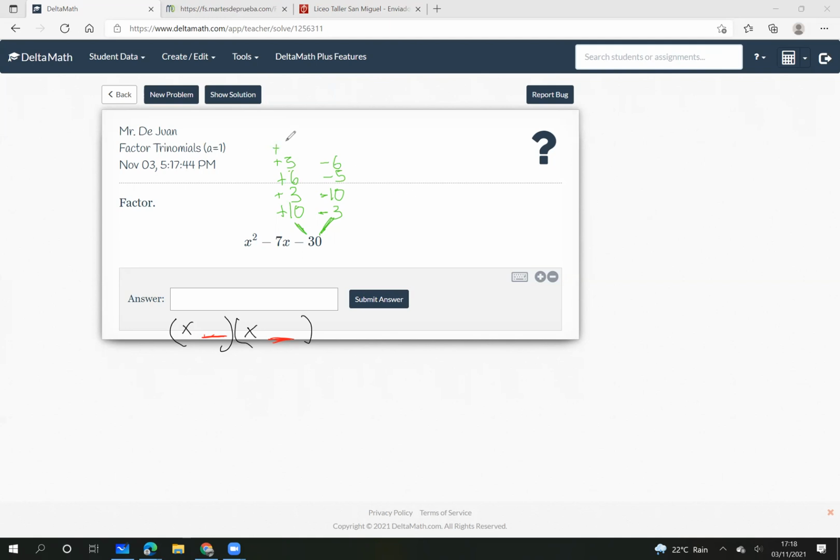And positive 15 and negative 2. Positive 2 and negative 15. Right? And is that just about it? Yeah, that looks like just about it. That looks like all the options. So let's do the top.